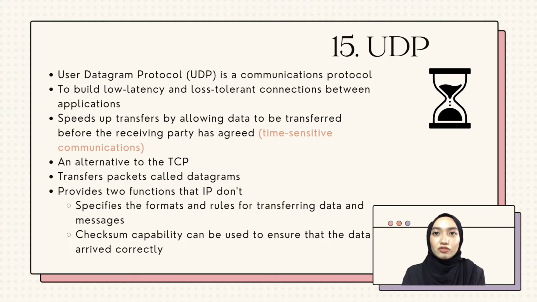UDP provides two functions that the IP layer does not. It assigns port numbers to aid in differentiation of distinct user requests. It also has a checksum capability that can be used to ensure that the data arrive correctly.